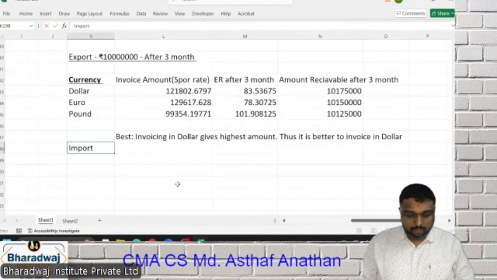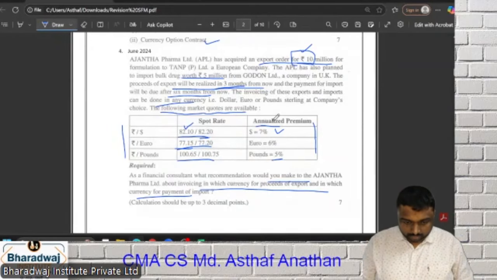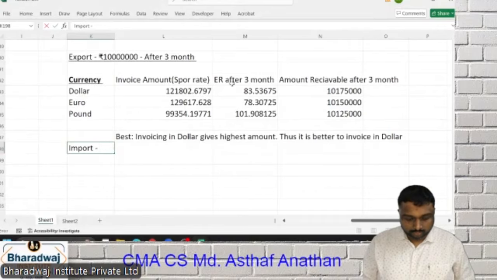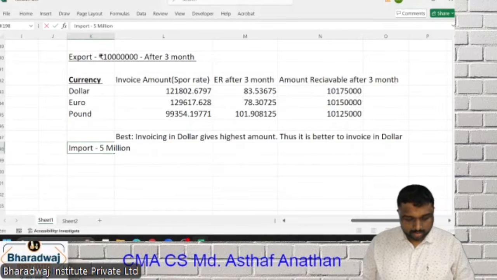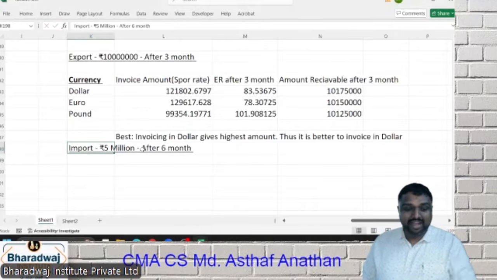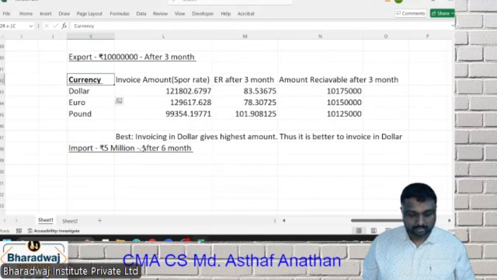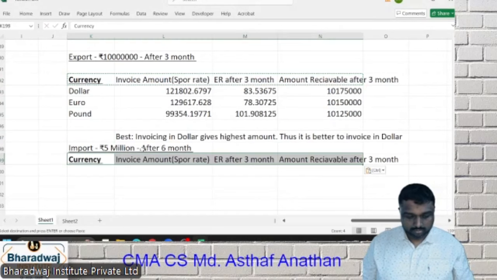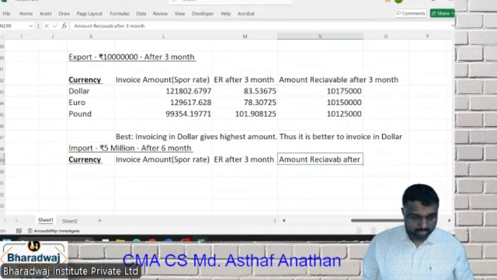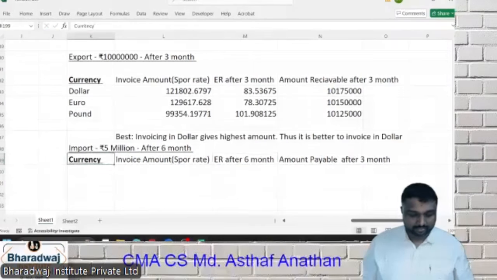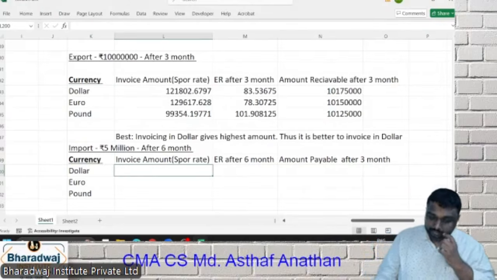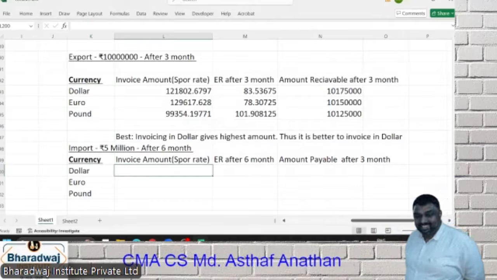Now we can go for import. What is the import amount? 5 million. This is not 3 months. This is after 6 months. So for me, it's very easy. Shall I start or will you try? It's ulta will come.